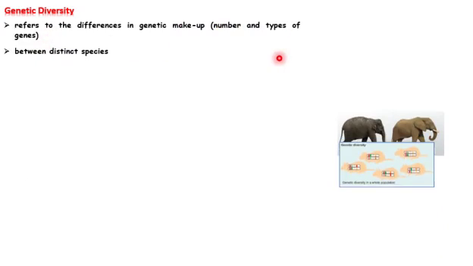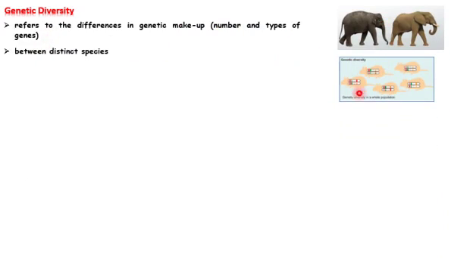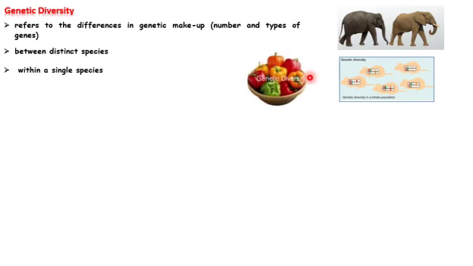So let's see what genetic diversity means. Genetic diversity refers to the differences in genetic makeup, that is number and types of genes, between distinct species. For example, a mouse and elephant, between two different species, or within a single species. For example, if you look at this capsicum, this elephant alone or mouse alone, you find the number and types of genes varies. That is why you get different morphological features.